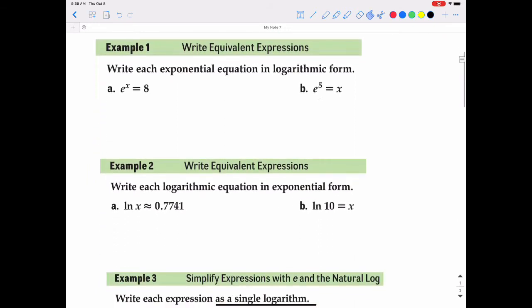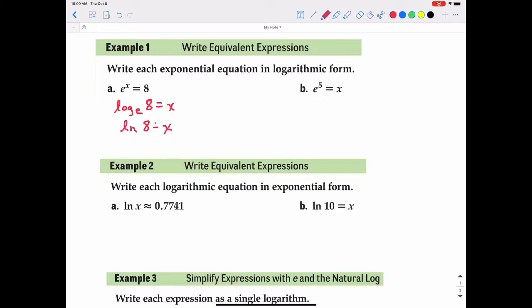Example 1 says write each exponential equation in logarithmic form. So part A: e to the x power equals 8. Since this is a log that we're trying to write it as, the base of the exponent is e, so it would be a log of base e of 8 equals the exponent, which is x. Again, you would not write it as log base e. You write it as ln. So it's ln of 8 equals x.